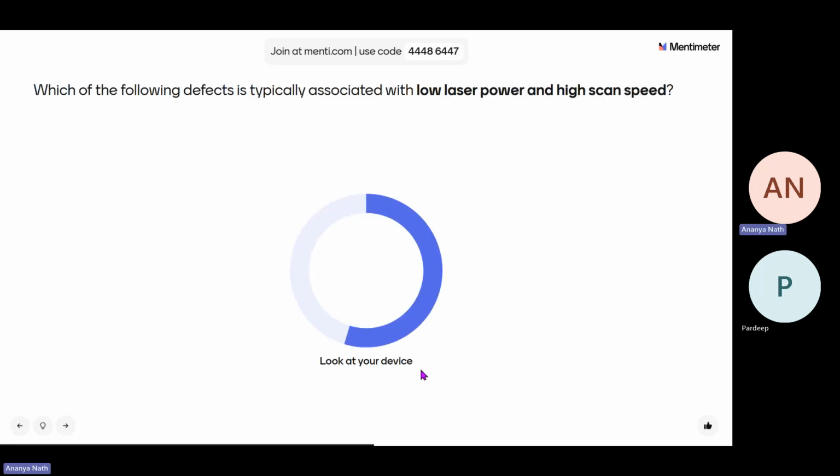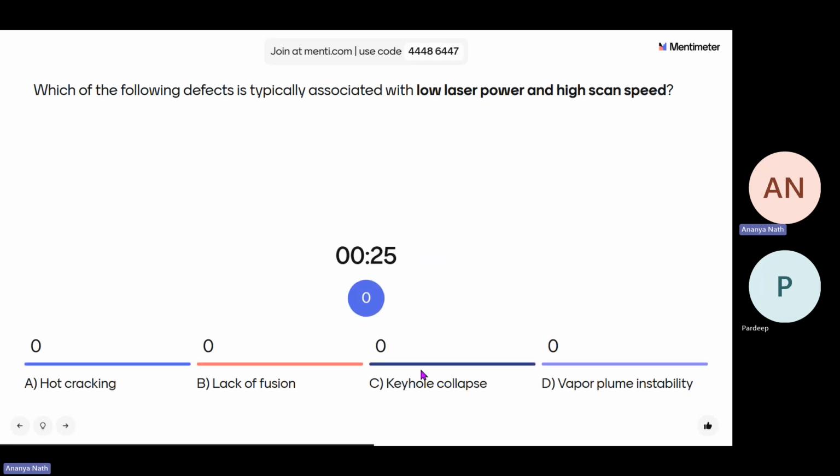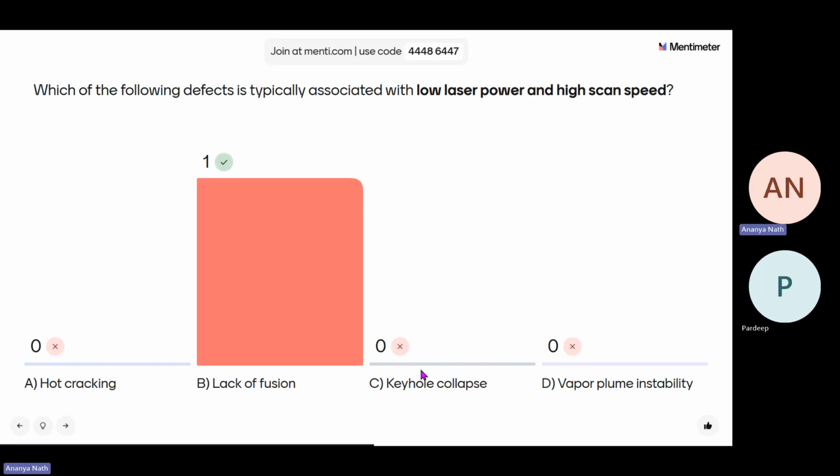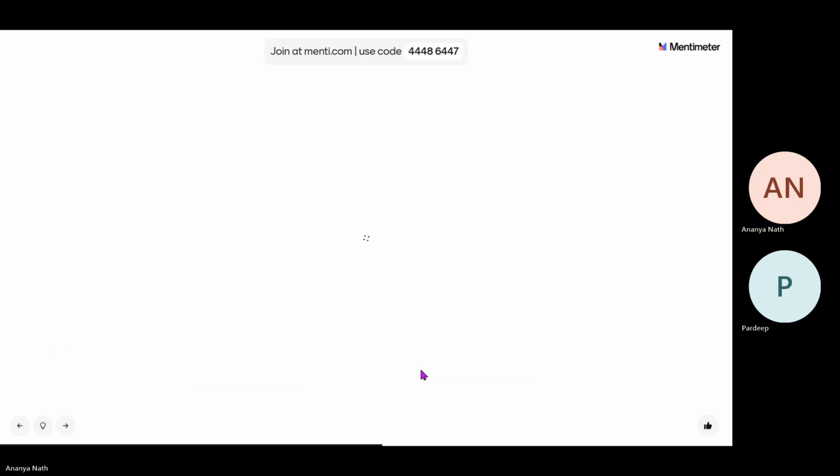Which of the following defects is typically associated with low laser power and high scan speed? Low laser power, but high scan speed. You're not putting in the energy density which is required to melt. A lack of fusion. Yes, good.